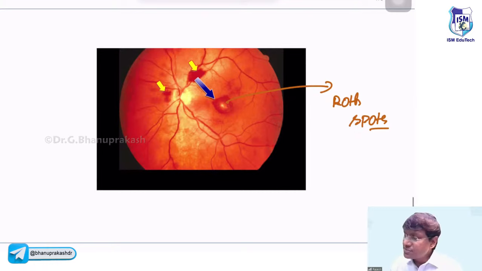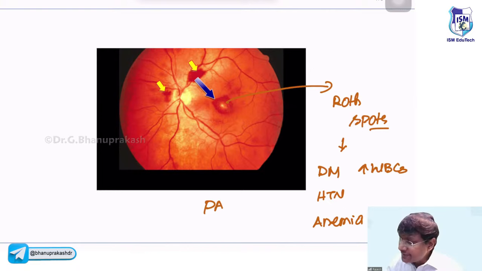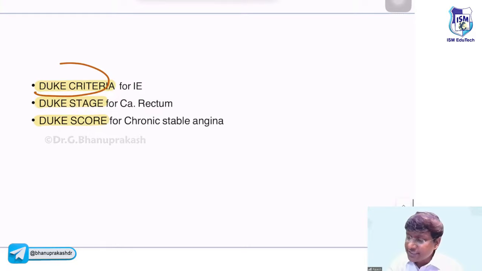All right. And these Roth spots, the other conditions where you come across them are in patients with diabetes mellitus, hypertension, anemia, leukocytosis, polyarteritis nodosa, and in patients with SLE. These are all the other conditions where you have the presence of the Roth spots. And what is the name of the criteria for infective endocarditis? The name of the criteria is the Duke's criteria, right?